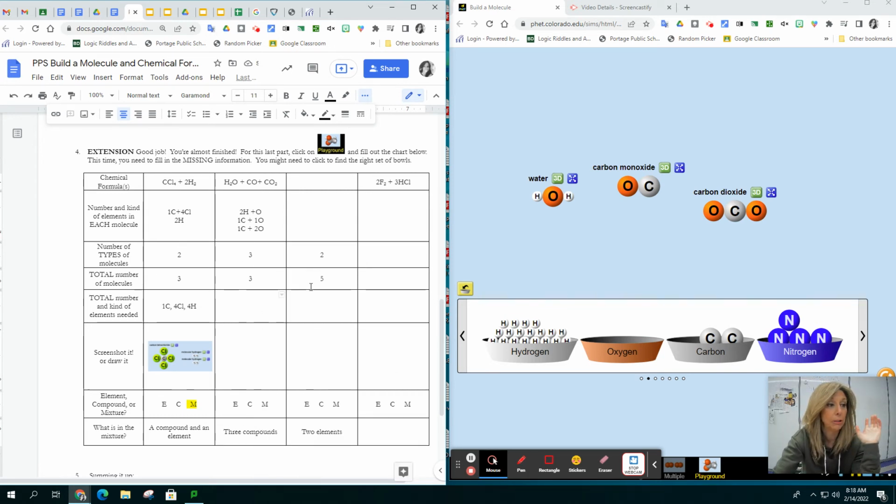Now, my total number and kind of elements needed. Let's count them up. Let's start with the hydrogen. 2 hydrogens, because I don't see hydrogen anywhere else. I have used how many oxygens? 1, 2, 3, 4 oxygens. I have used 2 carbons, right? 1, 2. Yep, 1 carbon there, 1 carbon there. I count them, I have 2 carbons. I'm going to screenshot it.